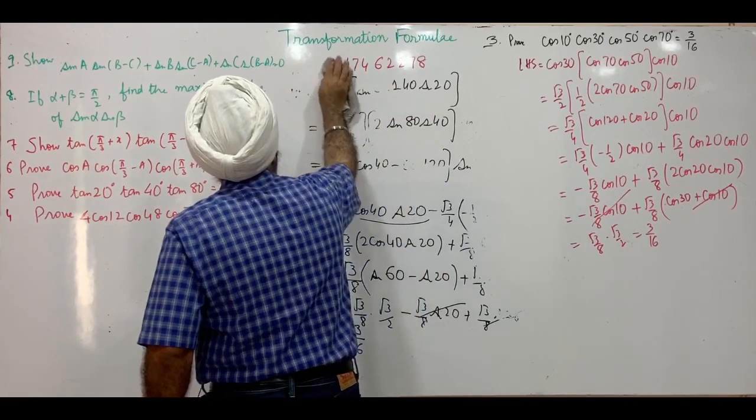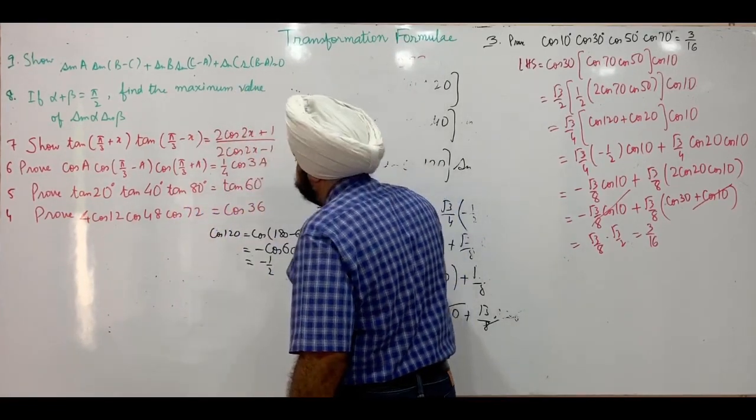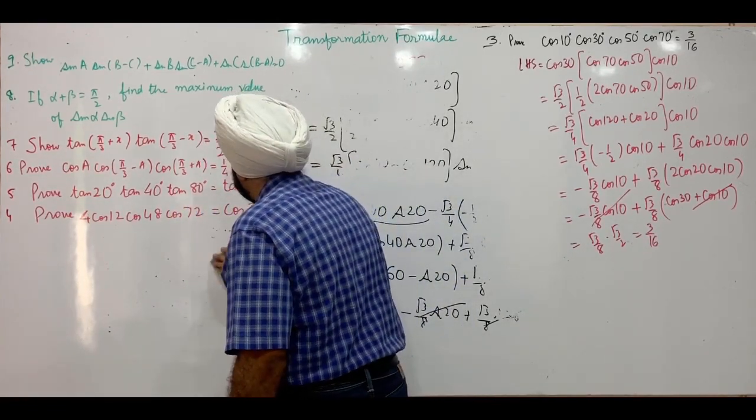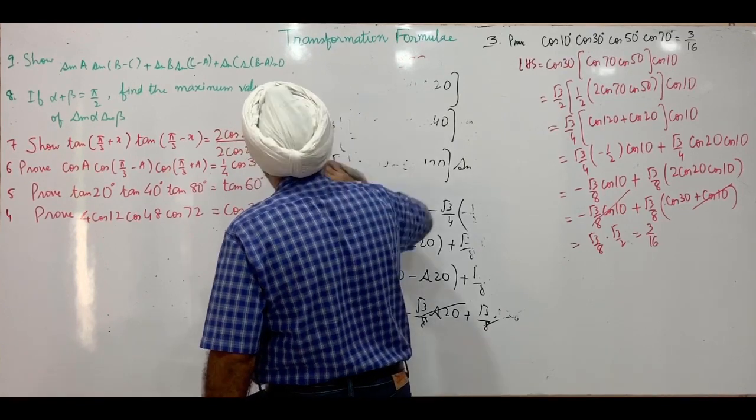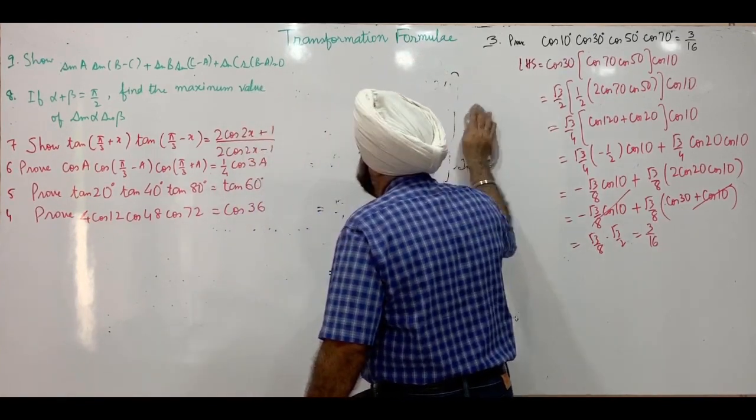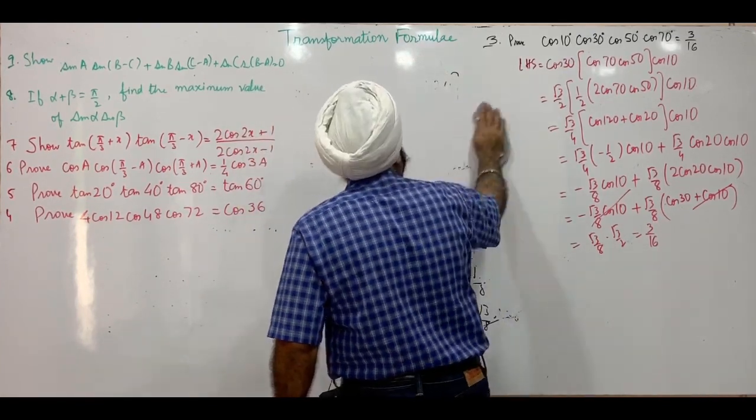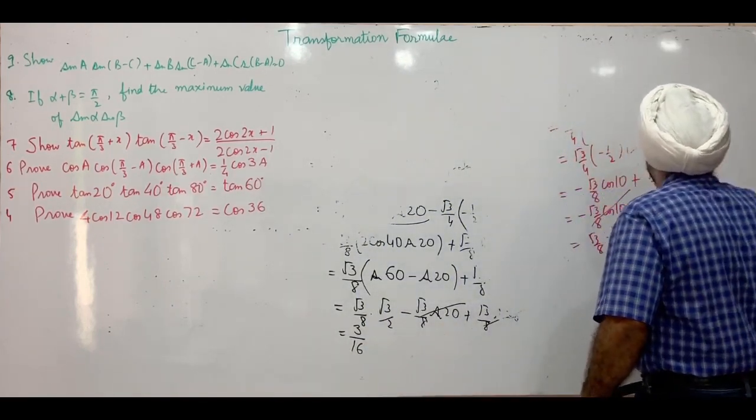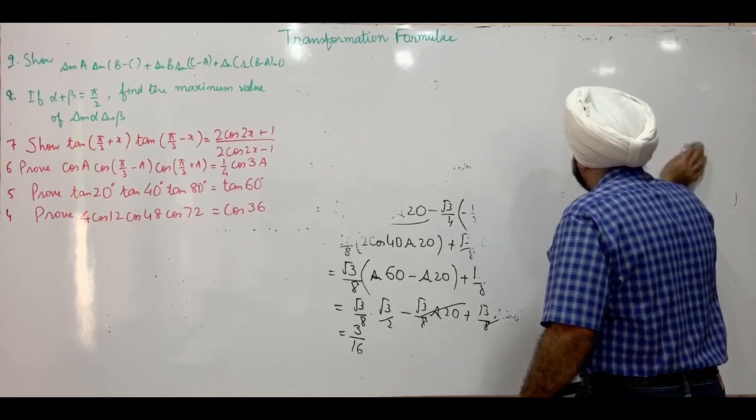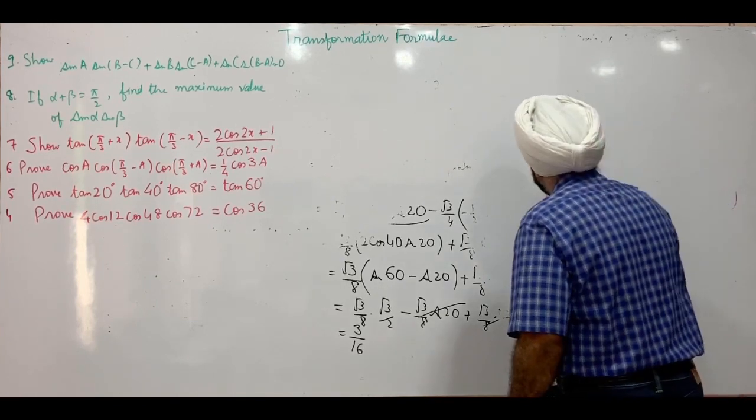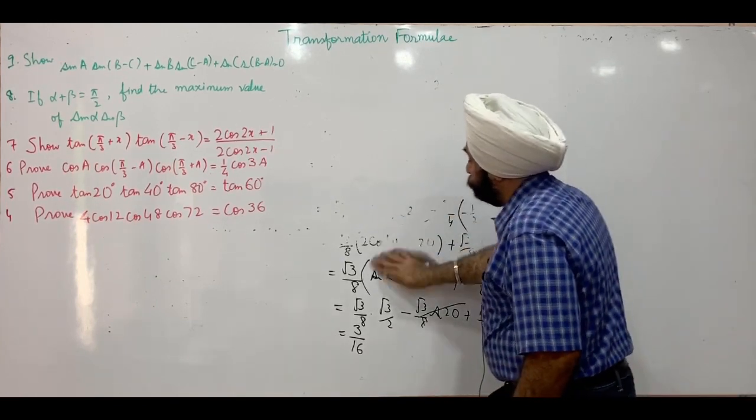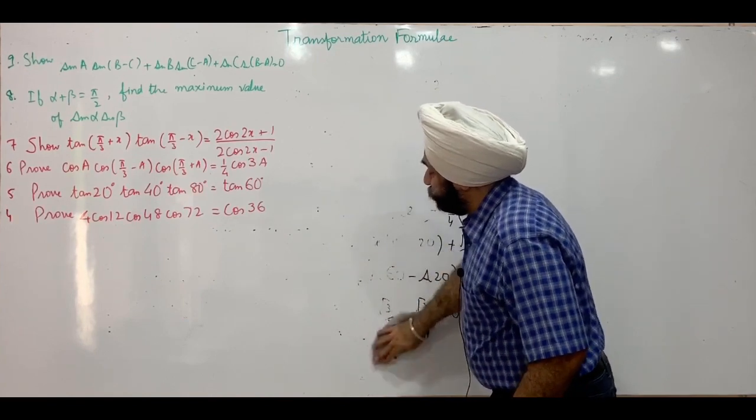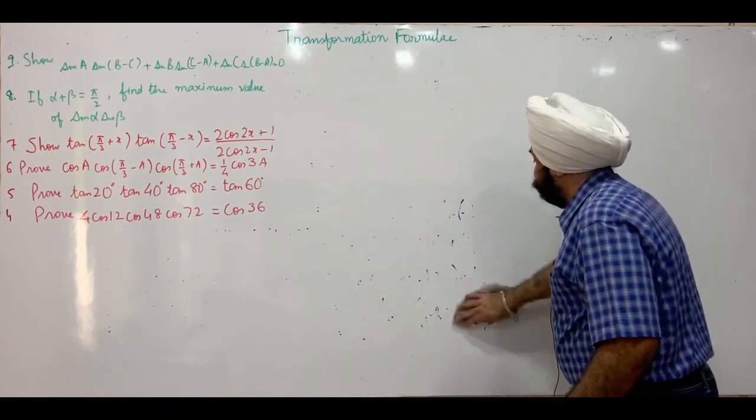we have to prove cos of 12 into cos of 48 into cos of 72 is equal to cos of 36. So since we have cosines in product, we will use 2 cos A cos B, which is cos of A plus B plus cos of A minus B.